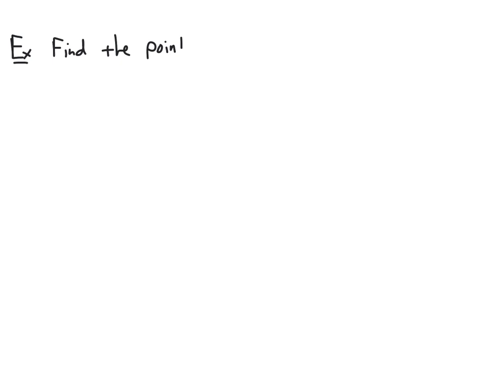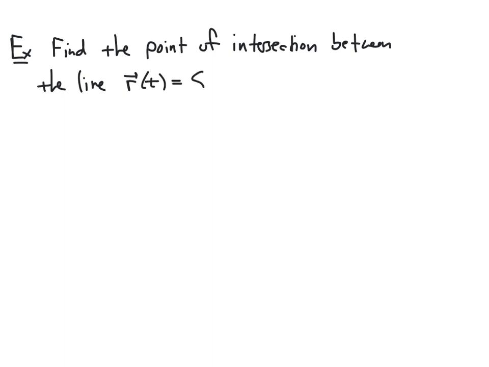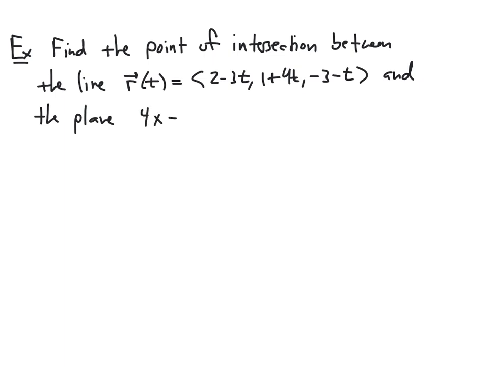So we want to find the point of intersection between the line described by r of t. So it's going to be 2 minus 3t, 1 plus 4t, and negative 3 minus t. Right? And the plane that we're going to describe by the linear equation 4x minus y plus 2z equals 5. Okay. So we have a line and we have a plane, and we want to know when do they intersect.